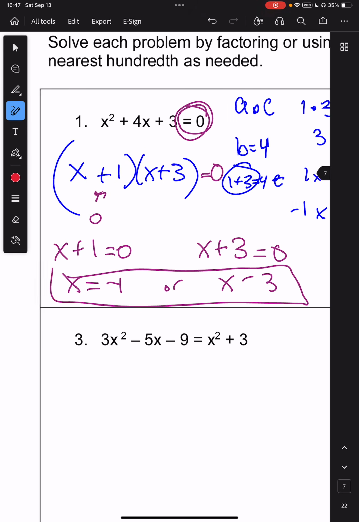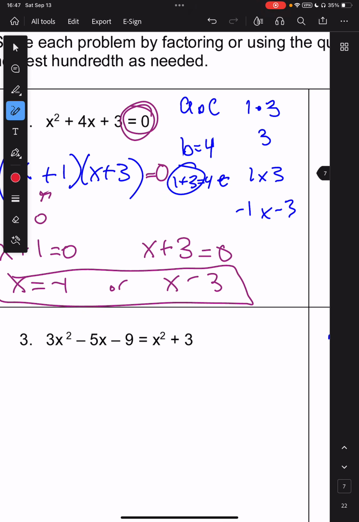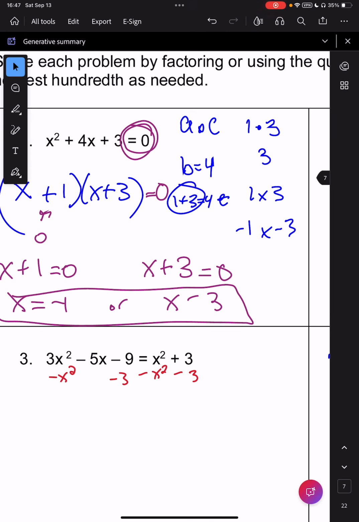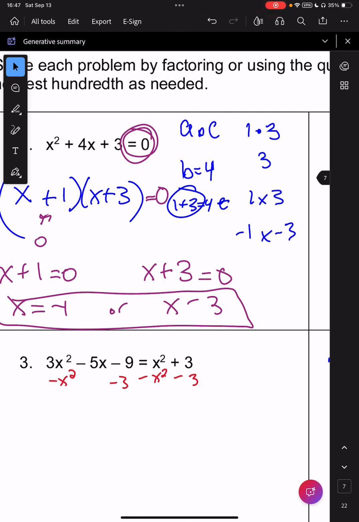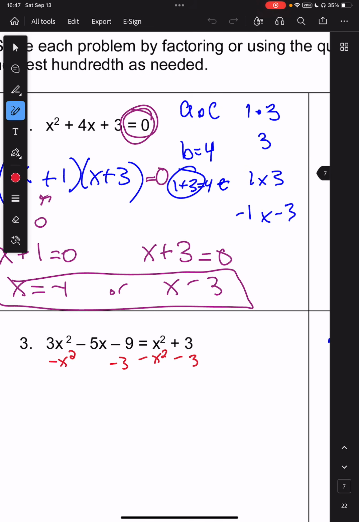For 3, we have this long thing. We want to bring everything over to one side so it's easier to work with. So we're going to subtract x squared from both sides. We're going to subtract 3 from both sides. We're left with 3 minus x squared becomes 2x squared, 2x squared minus 5x. Negative 9 minus 3, negative 12.